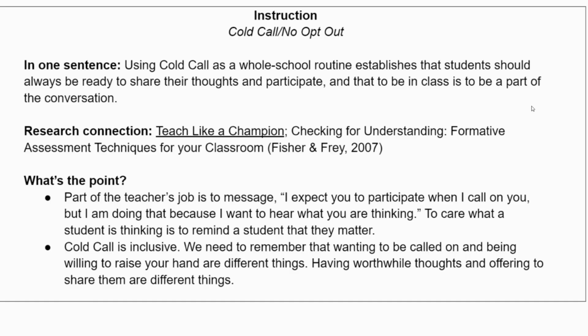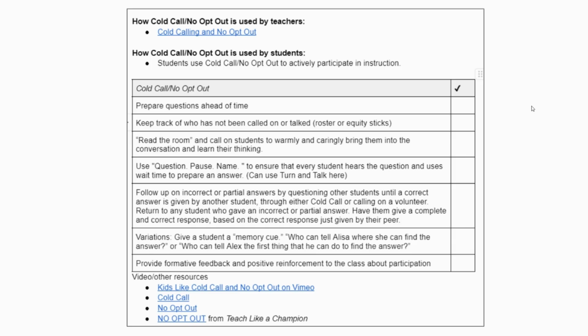I wouldn't like that. And we need to change that expectation. So then if you scroll down in the document, you'll see that there's a handout that's actually a slide deck of how we use cold call and no opt-out in the classroom. So that's an additional resource. And then how students use it, they use it to actively participate. Most important is this checklist right here. So this is how a teacher's going to know that they're doing it right.